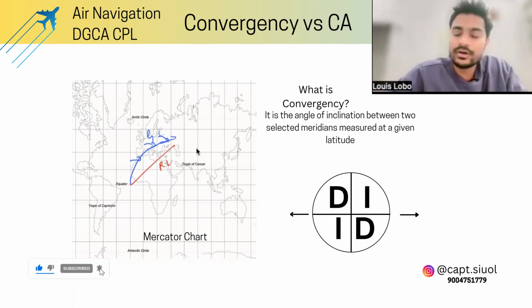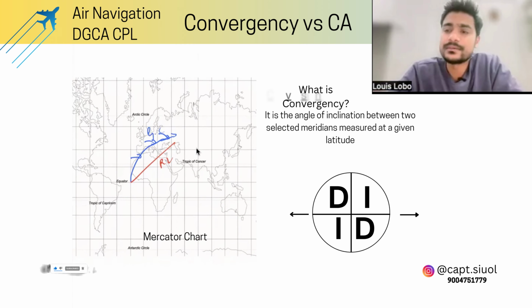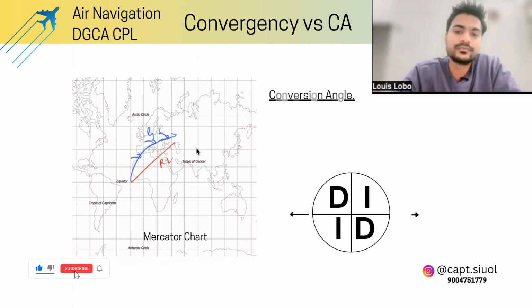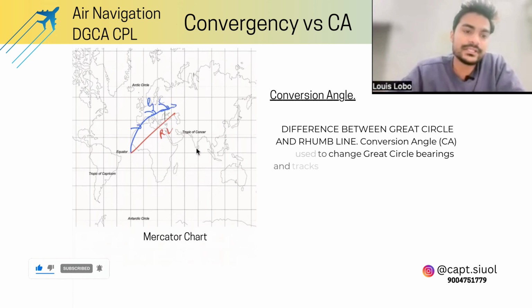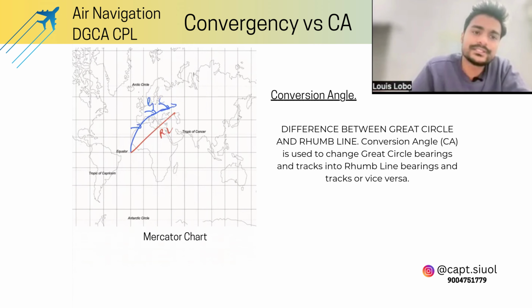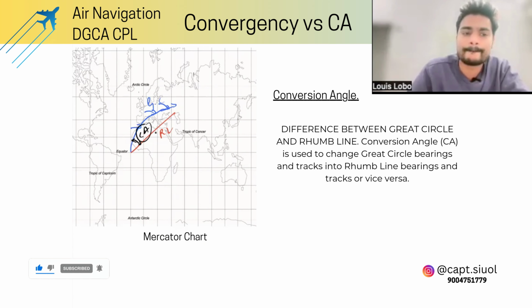Now, among all of this, there's one more thing that comes up, something that we call conversion angle. Now, what is conversion angle? Conversion angle, simply put, is just the difference between the great circle and the Rhumb line track. Just this angle. This is what we call the conversion angle.